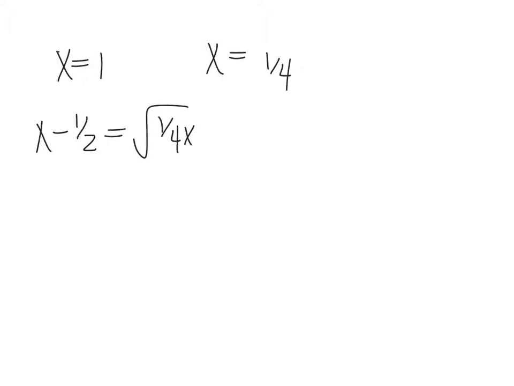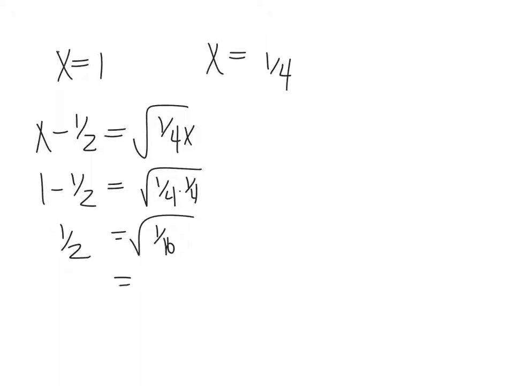I had x equals 1 and x equals 1/4. I'm going to have to go back and check. I think so. Yes, so let's check it in our original equation. x minus 1/2 equals square root of 1/4 x. So 1 minus 1/2, that is 1/2, equals square root of 1/4 times 1/4. Square root of 1/16 is actually 1/4. 1/4 is not equal to 1/2.